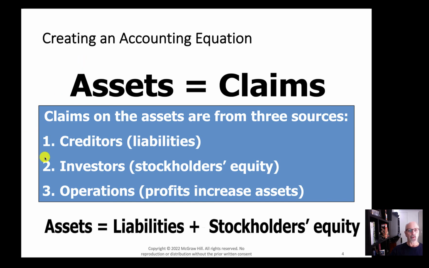The second group are the investors or the owners. They're represented in the stockholders' equity piece of the accounting equation. So the stockholders or the investors have claims against the assets. So those are the two claims. Operations, which represents the difference between revenue and expenses, otherwise known as profits, are part of stockholders' equity, and we're going to see how that works in a second. So these are really the two claims against the assets.